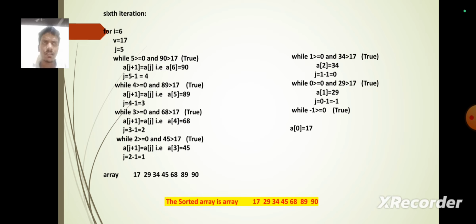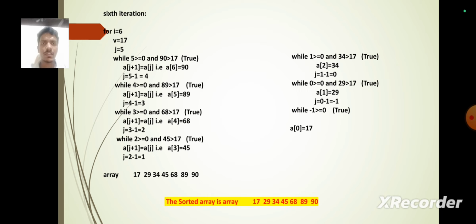Sixth iteration. For i equals 6, v equals 17, j equals 5 are the values, while 5 is greater than or equal to 0 and 90 is greater than 17. If the test statement is true, a of j plus 1 equals a of j. j equals 5 minus 1 equals 4, while 4 is greater than or equal to 0 and 99 is greater than 17.